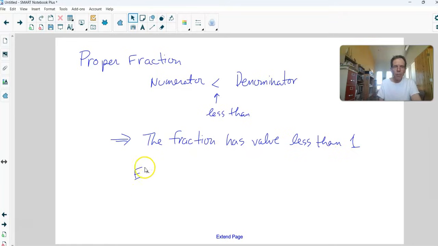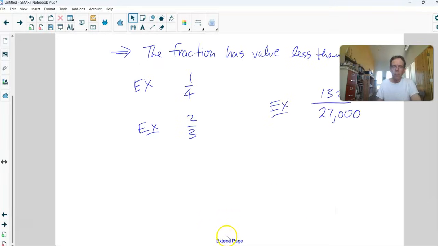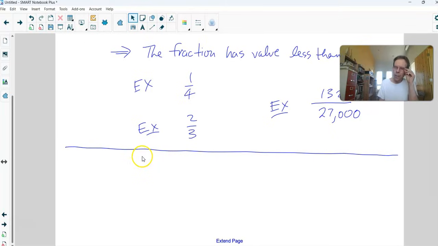So example, 1/4, right? The numerator is less than the denominator. Another example, 2/3. Another example, let's do a crazy one: 1,320 over 27,000. Okay. So that's a proper fraction when the numerator is less than the denominator. It means that the decimal number, the number that the fraction is representing, is less than 1.